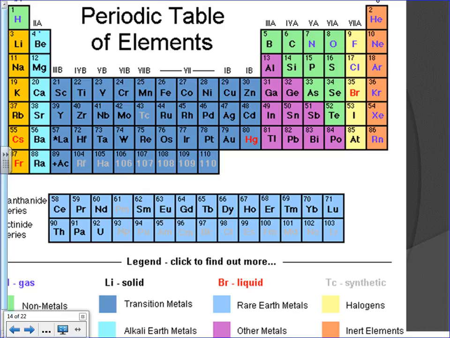We also find that everything in this column has a similar ionic charge. Everything in this column is +1. Everything in this column is +2. Everything over here is -1, -2, -3, and so on. So we get these characteristics that occur, and they get grouped together based on that.